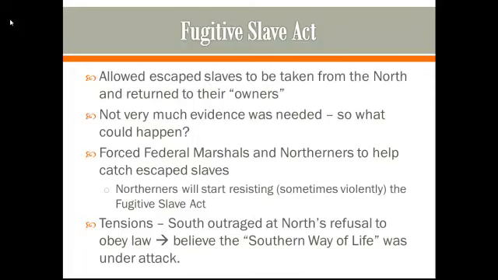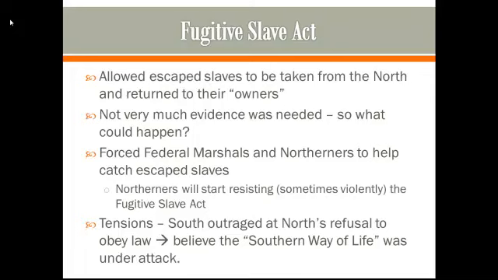The Northerners, who were very comfortable living life aware that slavery was in the South but not in the North, now all of a sudden had slavery thrust into their everyday lives. Northerners started resisting the Fugitive Slave Act, refusing to help Southerners return slaves, and they would sometimes resist it violently, assaulting slave catchers, forming mobs in order to protect freed slaves. And so this caused tensions.